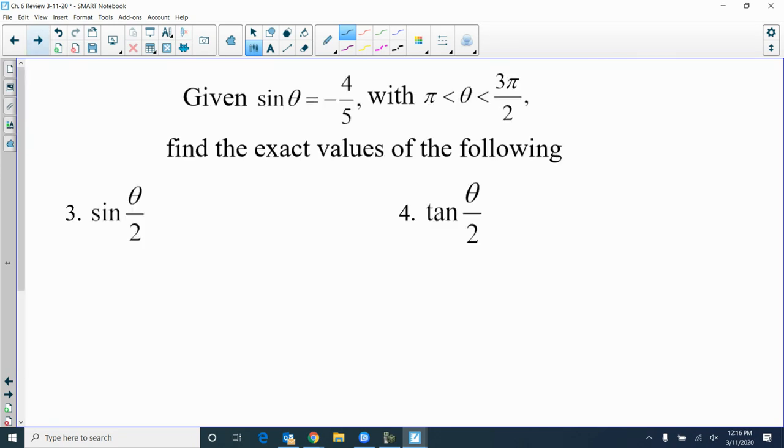Okay, same conditions, sine of theta over 2, and then we'll take a look at tangent theta over 2.